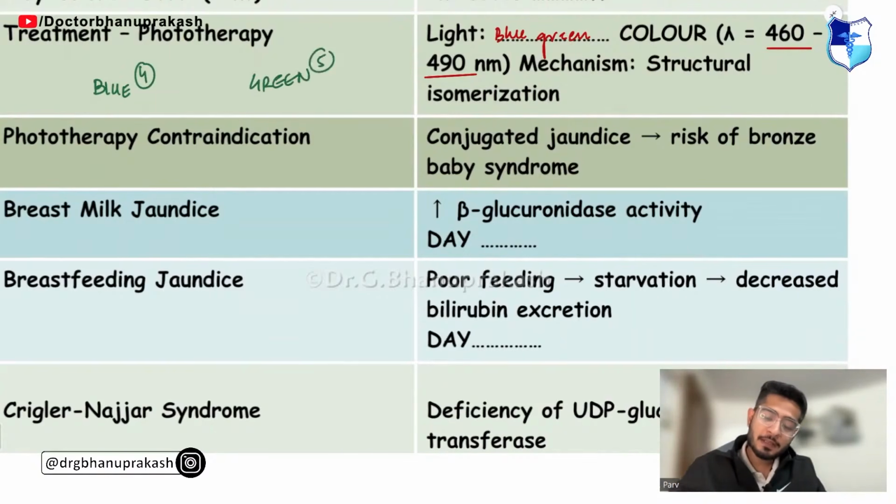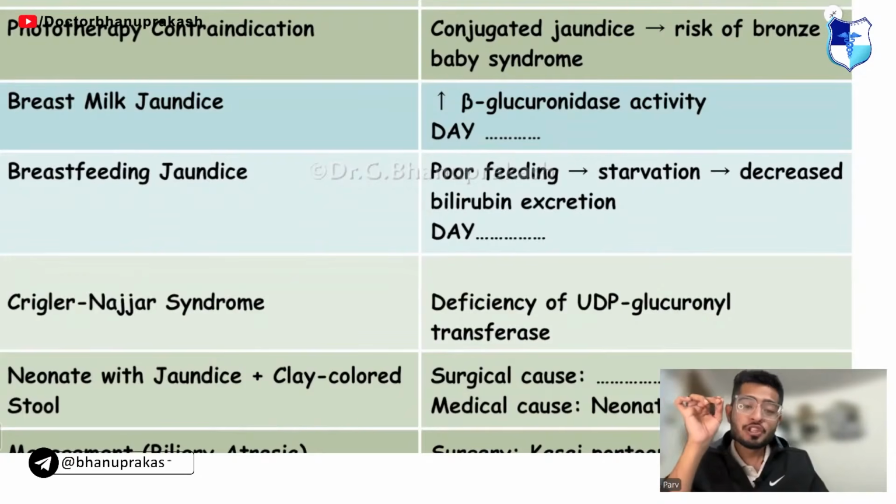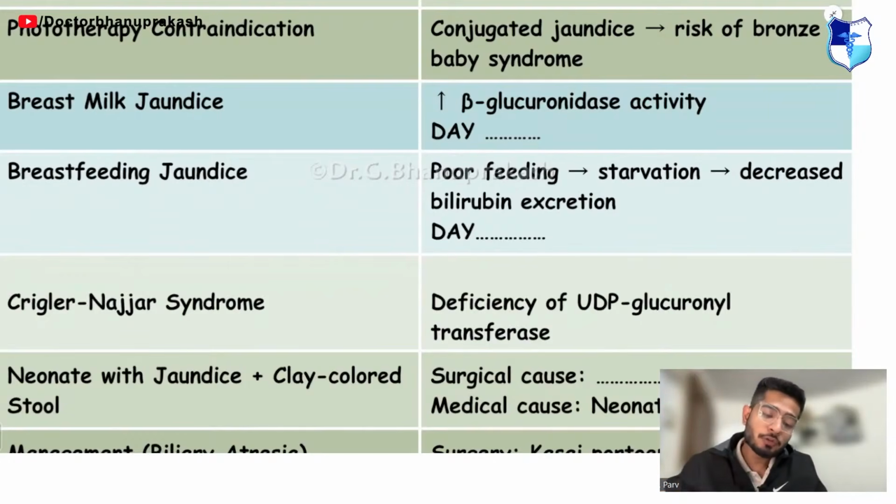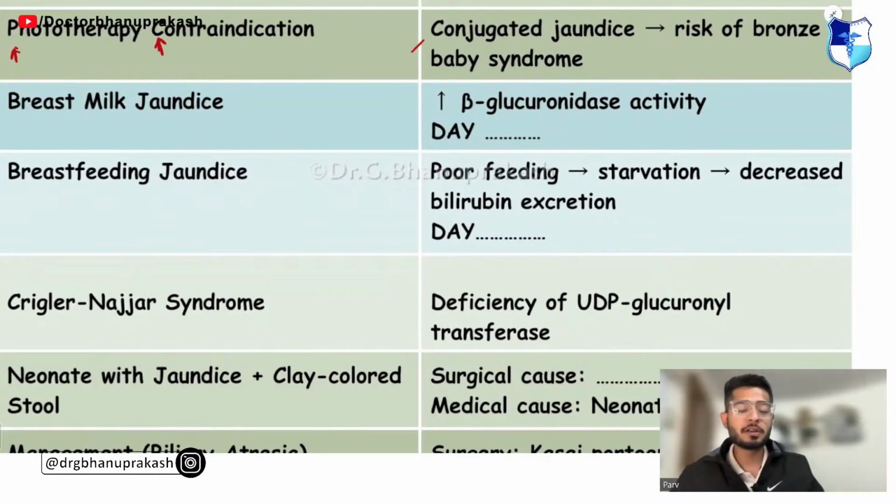So anything between 400 to 500 nanometer is going to be the wavelength. Coming on to the contraindication of phototherapy, please understand that phototherapy is contraindicated in children who are going to have conjugated bilirubin jaundice.